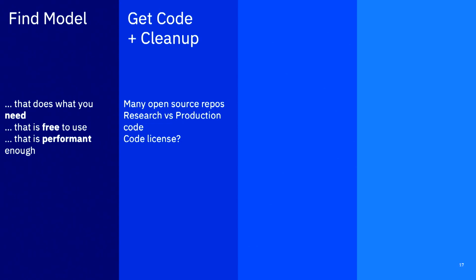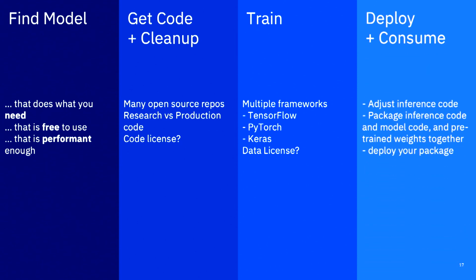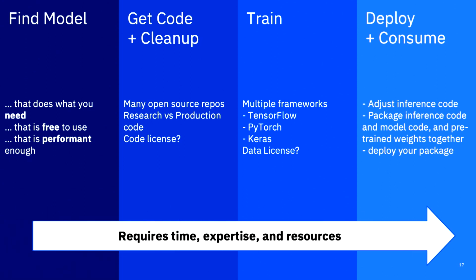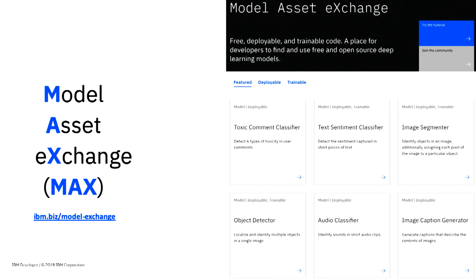If a model exists out in research, then I need to go and find the code for either training or deploying that model. So is it out there in open source? A lot of it is research code. Is it actually production ready? Some of it may work or may not. Checking licensing. If I'm training the model, then obviously I've got to use all the different frameworks, worry about data licensing. And what we're really worried about today is deploying and consuming. So I've got to make any adjustments to that code, package it up, deploy it. And again, this requires a lot of time, expertise, and resources, and it doesn't necessarily solve that standardization problem. How do I know how to actually call this model?